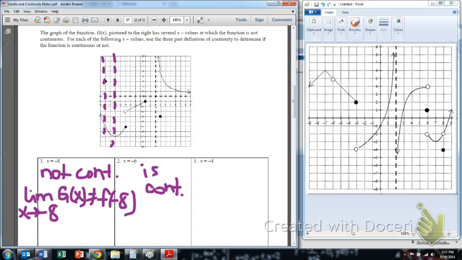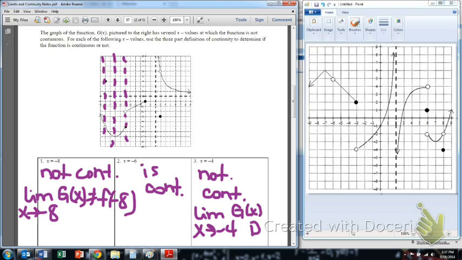And then at -4, it's not continuous. You know which rule it breaks, 1, 2, or 3? Let's see, it doesn't break rule 1 because the function is defined there. There is a closed dot, but it does break rule number 2. The limit as x approaches -4 for this function doesn't exist because the two halves don't meet up.